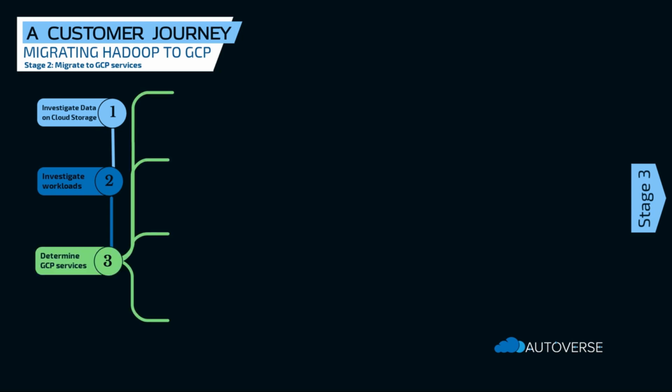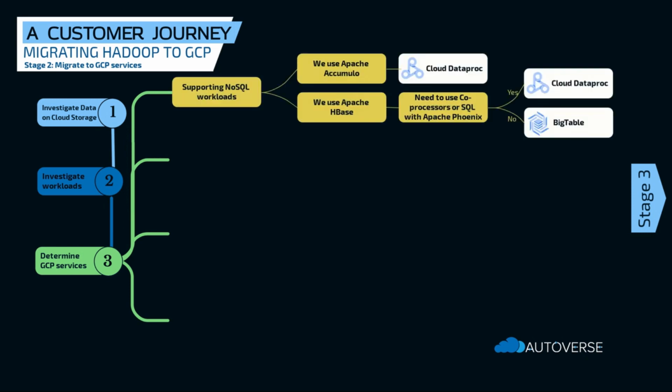Once you have determined what the data is doing and what other tools they are using within their on-premise Hadoop infrastructure, you're going to need to start to determine which GCP services would be best suited for their workloads. So we have 4 main workloads to determine. The first is supporting NoSQL workloads.